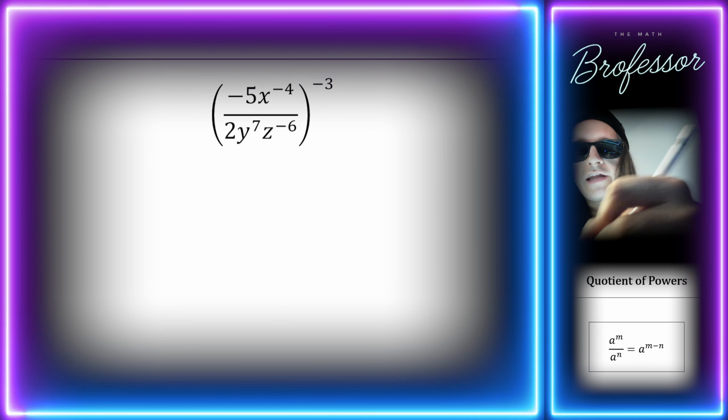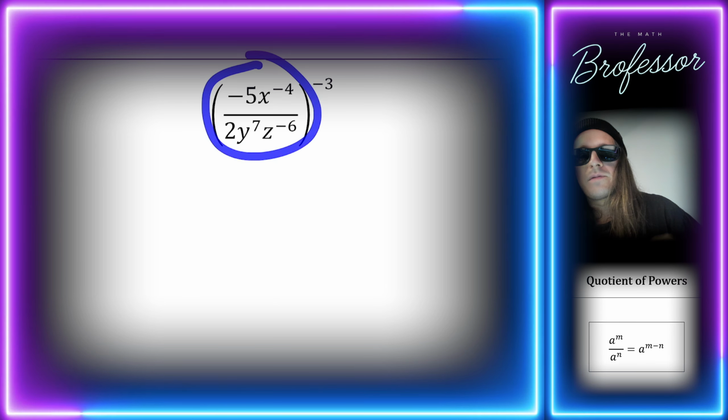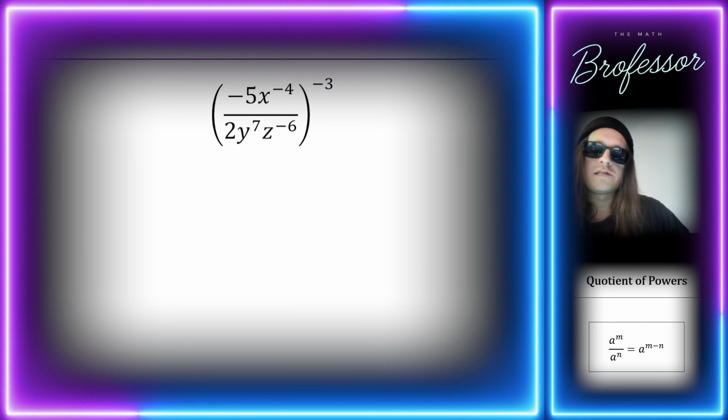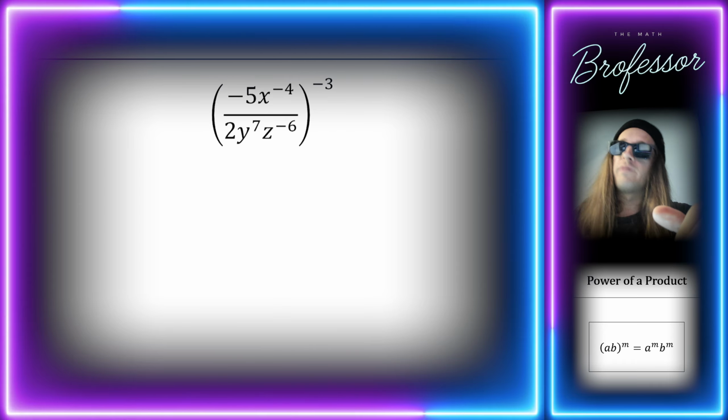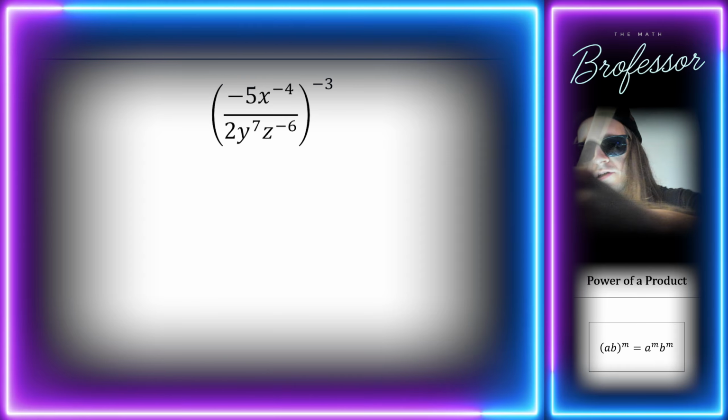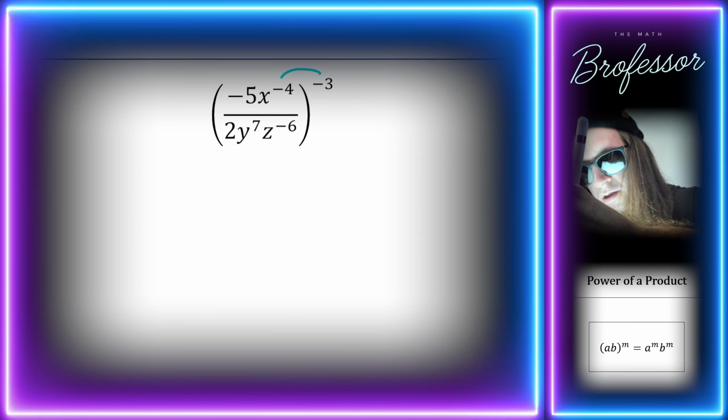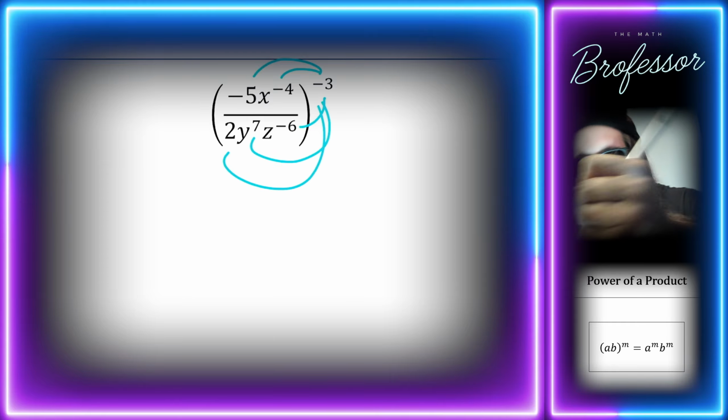Notice how there's nothing in the parentheses that can be simplified. I mean, sure, we could deal with negative exponents, but let's just wait on that. I would distribute this 3 on the outside. So this is going to be power of a product mixed with power of a quotient. Multiply, power, multiply, multiply, power. Okay.